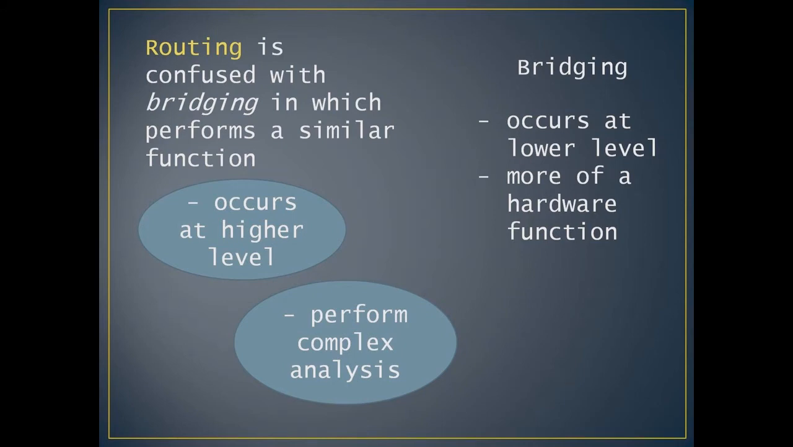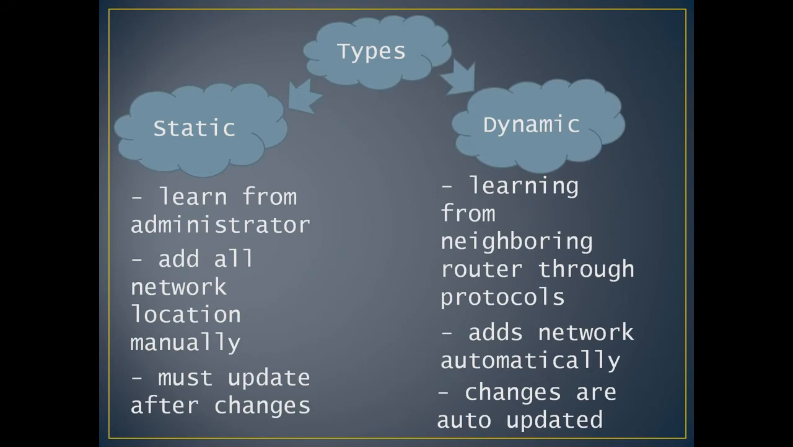Moving onwards, there are two types of routing. The first type is static routing, and the other one is dynamic routing. What's the difference between static and dynamic? Static routing learns from the administrator, adds all network locations manually, and must be updated after changes. Dynamic routing learns from neighboring routers through protocols, adds networks automatically, and changes are auto updated.